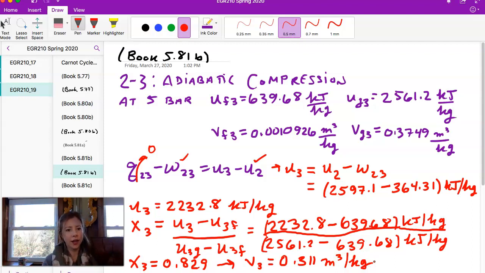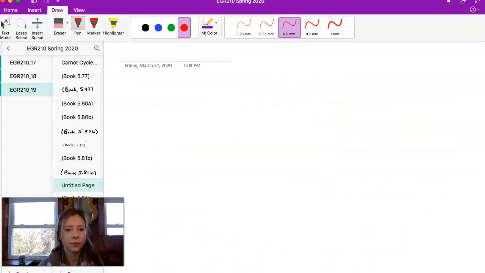So really, for this process, 2 to 3, there was nothing we needed to find because we know that Q23 is 0, and we were given W23. However, we needed to know the quality X3 so that we could go ahead and figure out our information for process 3-4. So we could solve for W34 and Q34, which is our QC. So let's go ahead and do that next. I'm going to add a new page.